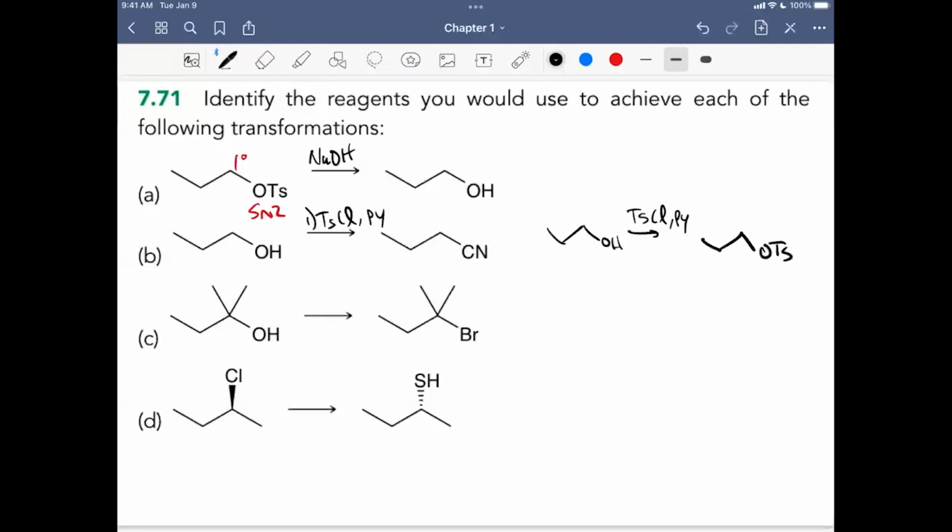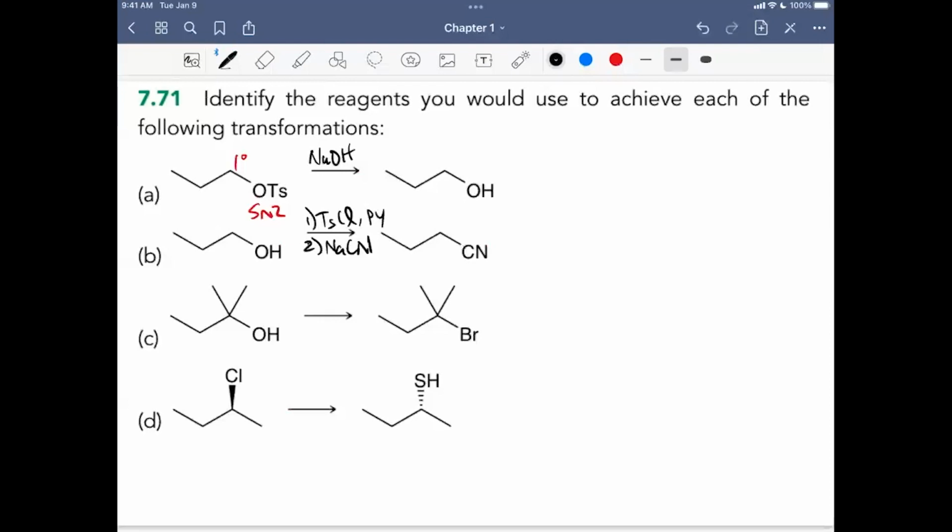And then from there, that OTs is a good leaving group. With that good leaving group, you can now go to CN, and what do we use here? We can just use NaCN. So our second step is NaCN. Okay. It's just substitution, so that one is pretty straightforward.